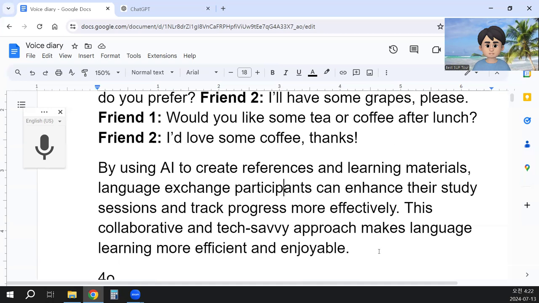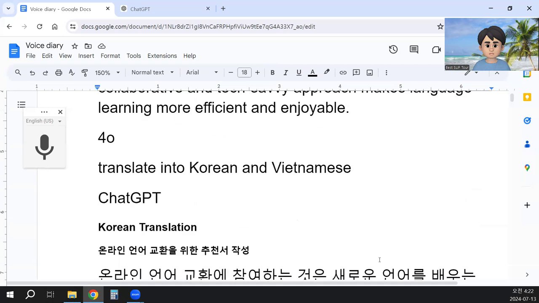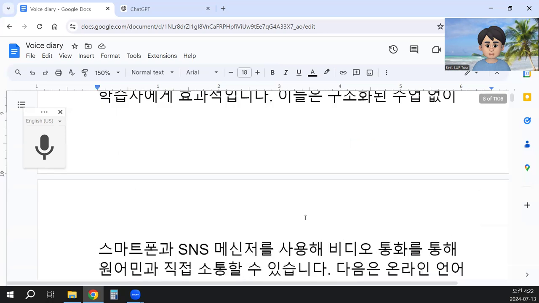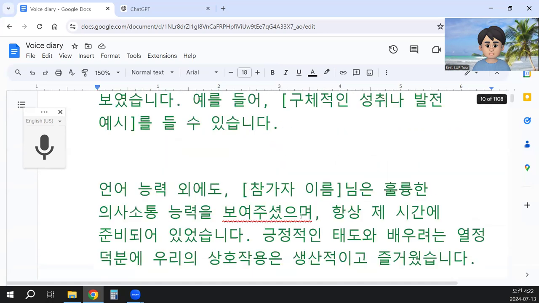By using AI to create reference and learning materials, language exchange participants can enhance their study sessions and track their progress more effectively. This collaborative and tech-savvy approach makes language learning more efficient and enjoyable. And jump to the Vietnamese.